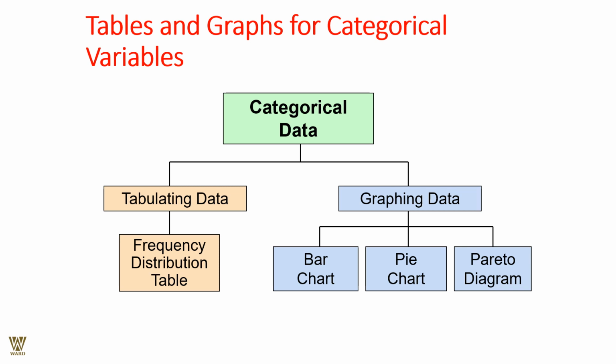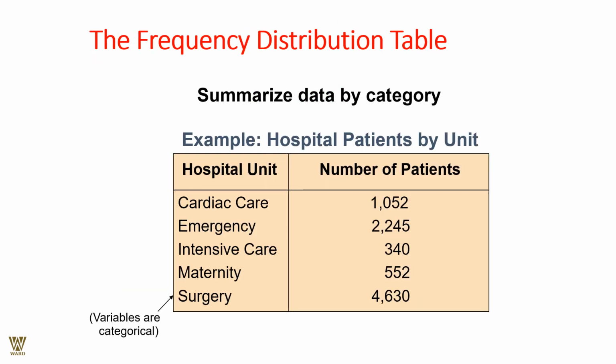In tabulating data, the frequency distribution tables are being mentioned. In graphing data, it is all about the pie chart, the bar chart, the Pareto diagram, and so on. The frequency distribution chart, I'm just giving you an example for you to understand. Each one of you should be able to accumulate and write it down very slowly and understand everything point by point.